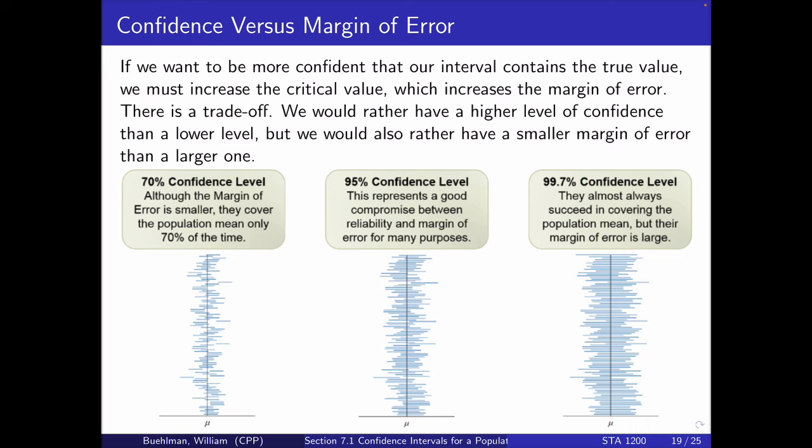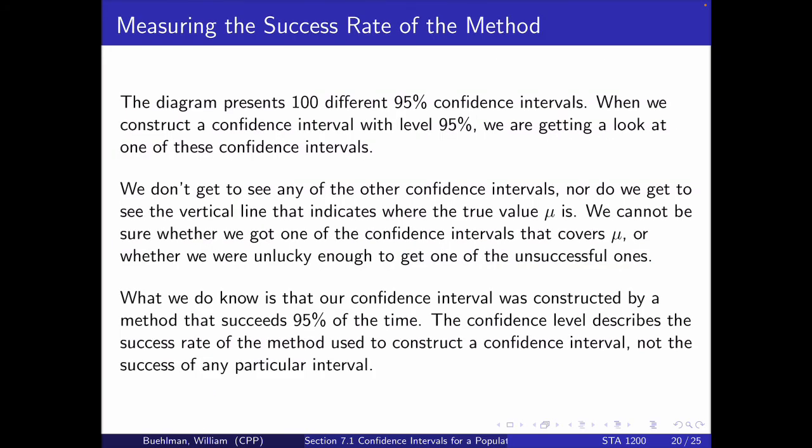So we need to figure out that balance between how much spread we want and how much accuracy we want, and that's what this is saying. The diagram presents 100 different 95% confidence intervals. When we construct a confidence interval with level 95%, we are getting a look at one of those confidence intervals. We don't get to see any of the other confidence intervals, nor do we get to see the vertical line that indicates where the true value of mu is. We cannot be sure whether we got one of the confidence intervals that covers mu, or whether we were unlucky to get one of the ones that is unsuccessful.